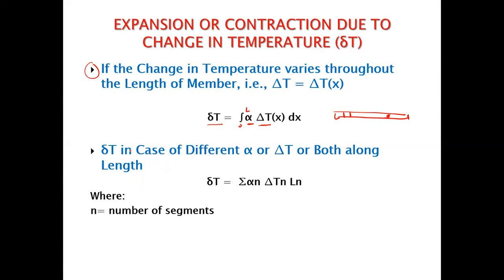In this case, there are two cases. This is case number 1 and this is case number 2. In case 1, the length of the member is changing. But in case number 2, the length will remain the same, and only alpha and delta T will be changing.